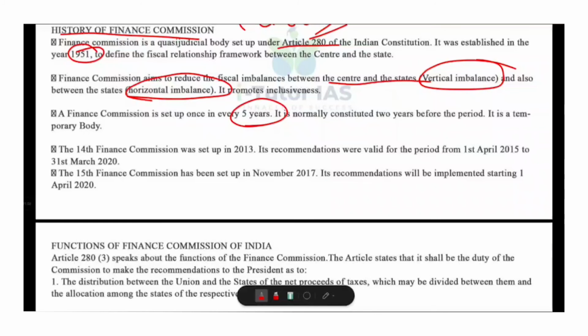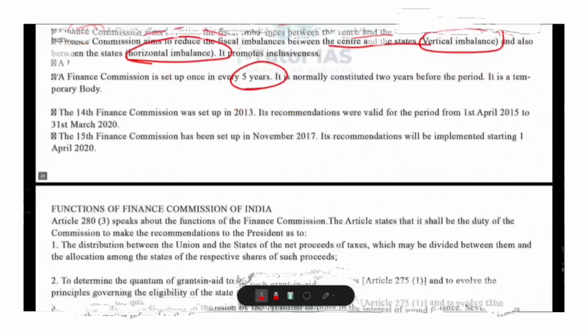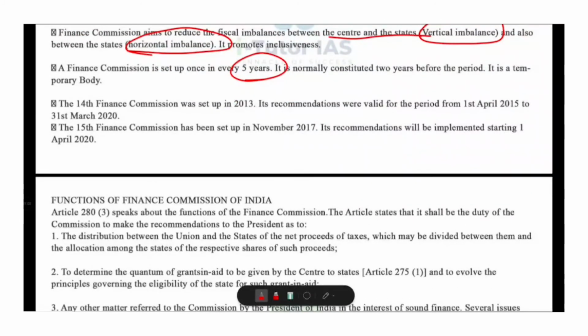Then let's look at the historical timeline. First Finance Commission was set up in 1951, soon after the constitution came into force. And the 14th Finance Commission was set up in 2013 and the chairman was Y.V. Reddy. The award period was from 1st April 2015 to 31st March 2020, and known for increasing states' share in the divisible pool to 42%.